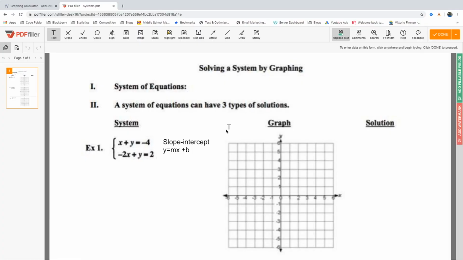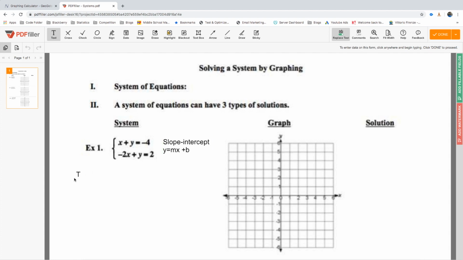First things first, I am looking at my equation, and I notice that I have x plus y equals -4, and -2x plus y equals 2. Now, whenever I'm graphing, I always want to make sure that my equation is in slope-intercept form. That's where you have your y equals mx plus b. If you are not familiar with what slope-intercept form is, I suggest that you go back a couple videos and check that out. I'll add that video in the description to the link.